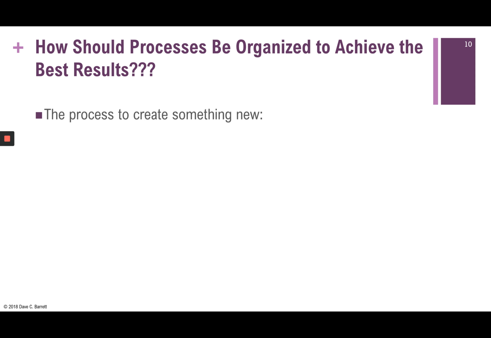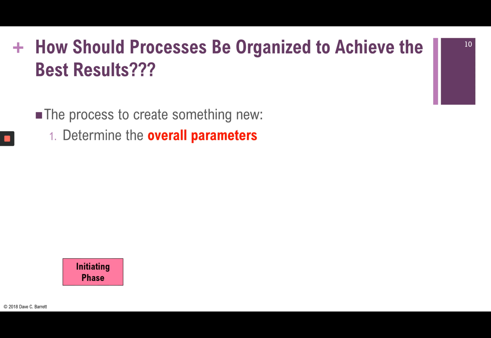What is the order that we should do things? If we think about when we create anything new, the first step should be to determine the overall parameters. Like, what are we trying to do? What's our vision of our outcome? What's our goal? How much money do we have? What's our due date? Some of those overall parameters are first. That's something called the initiating phase in project management.